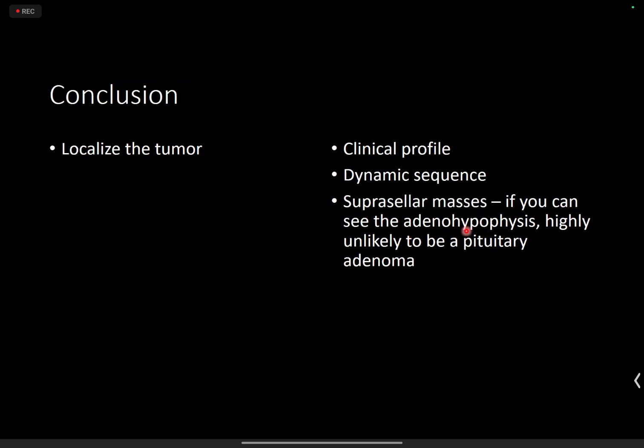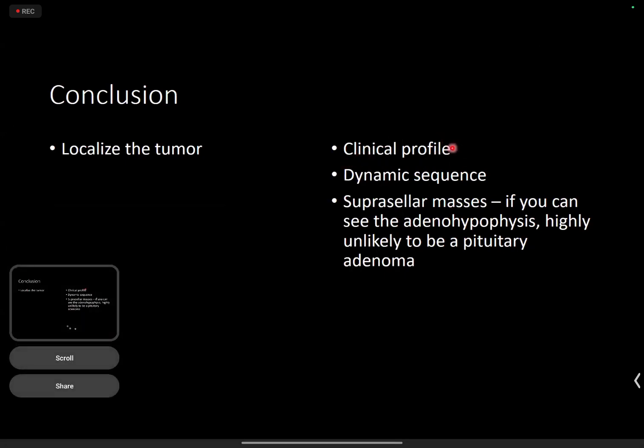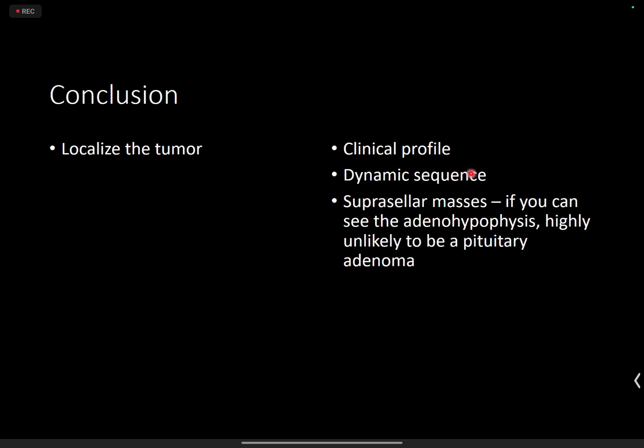To conclude this presentation, we have to localize the tumor and look at the clinical profile, which gives us a lot of clues for the diagnosis. The dynamic sequence is very important in evaluating patients with microadenoma or endocrine dysfunction. And in all patients with suprasellar masses, we need to look if the adenohypophysis is seen separately from the lesion.